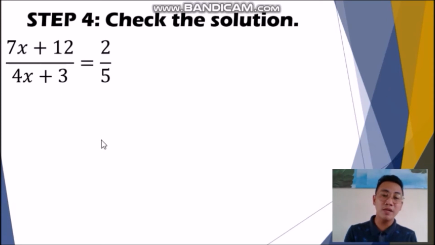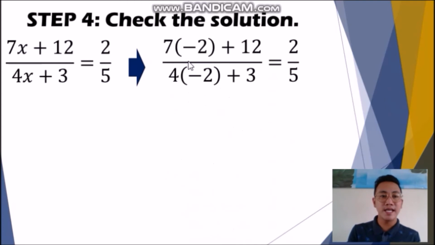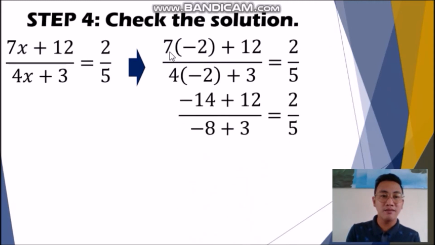So x will be replaced by negative 2. So it will become 7 times negative 2 plus 12 over 4 times negative 2 plus 3 is equal to 2/5. Proceed. Negative 14, that is from 7 times negative 2 plus 12. Alright, 4 times negative 2 is negative 8 plus 3 is equal to 2/5.